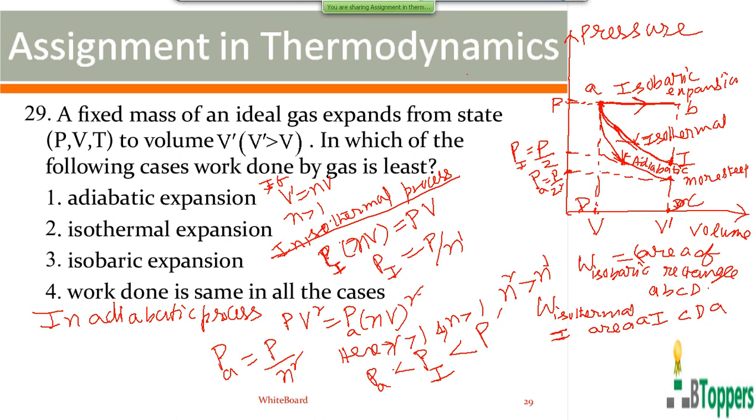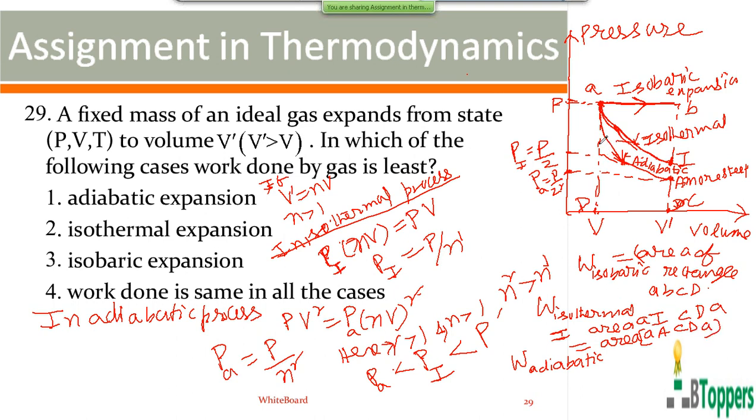So the work done by the gas in the adiabatic expansion will be equal to the area below the adiabatic curve, up to point capital A, which is the final state in the adiabatic process. So it's equal to the area below the adiabatic curve, represented by small a, capital A, C, D.